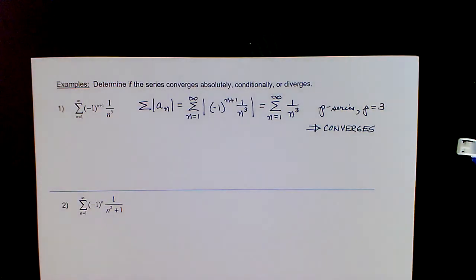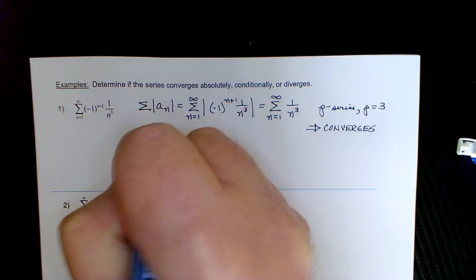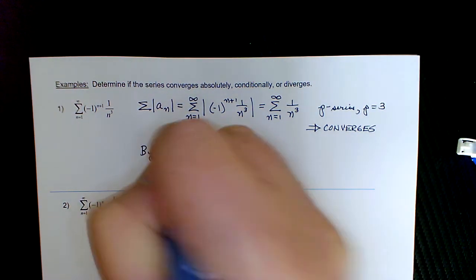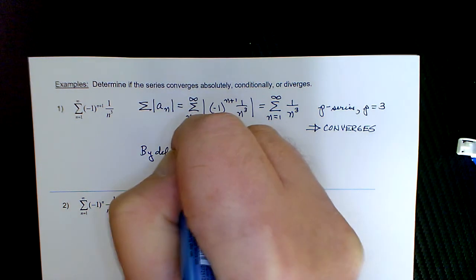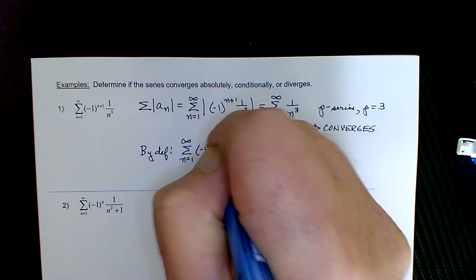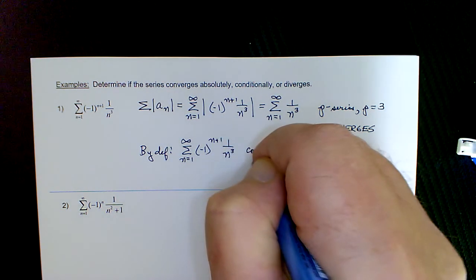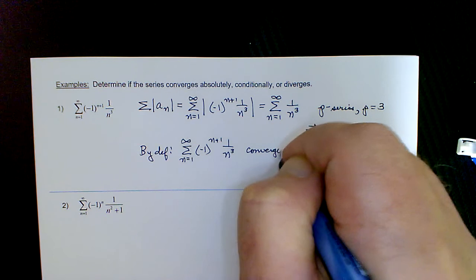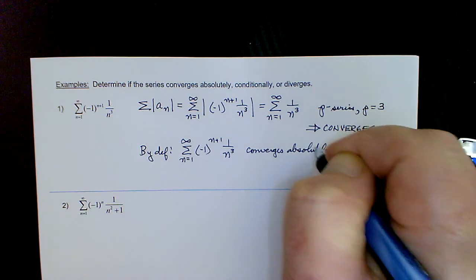So therefore, immediately, we could say that by definition, that this series, I always like to rewrite the given series, you don't have to, but by definition, this converges absolutely.